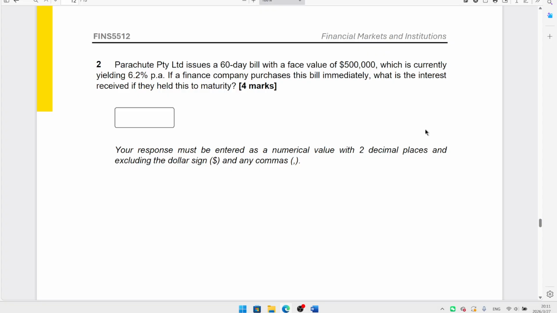So we need to calculate the price, equal to the face value times 1 plus 2.8 multiplied by 60 divided by 365. So we can find that it'll be 50,000. So let's see the actual amount. 6.2%, multiplied by 60, divided by 365.